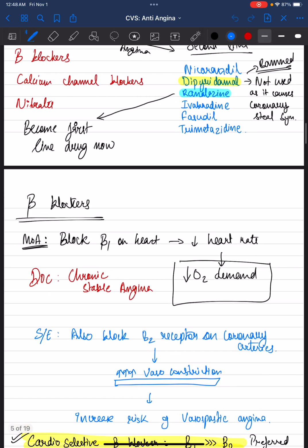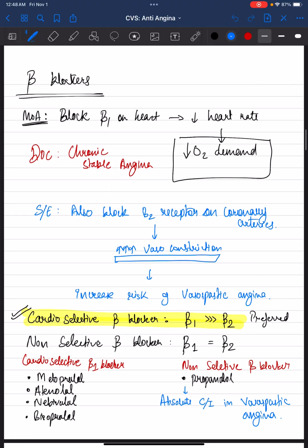So let's study about the different drugs. Beta blockers are the first drug in the first line drugs we will study about. The mechanism of action of beta blockers is that it blocks the beta 1 receptors on the heart, so there will be a decrease in heart rate, which will cause a decrease in oxygen demand. It is the drug of choice for chronic stable angina, as we studied earlier. The side effect of beta blockers is that it also blocks beta 2 receptors along with beta 1 receptors.